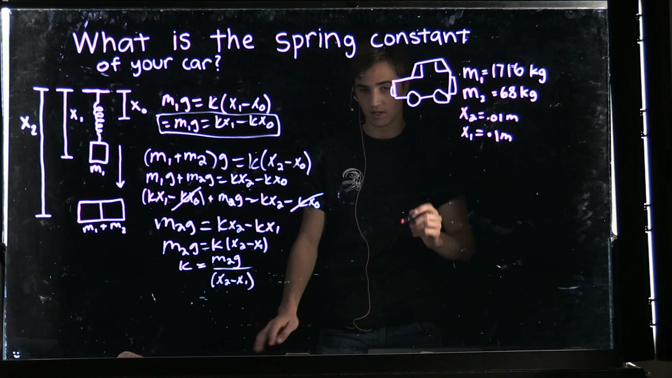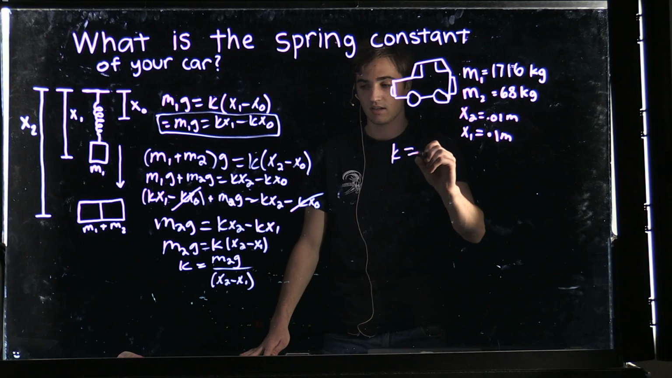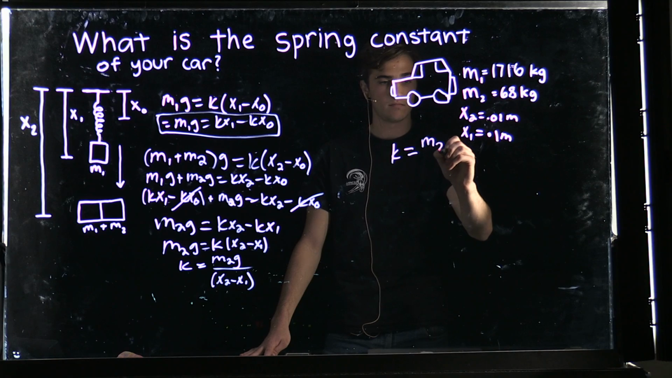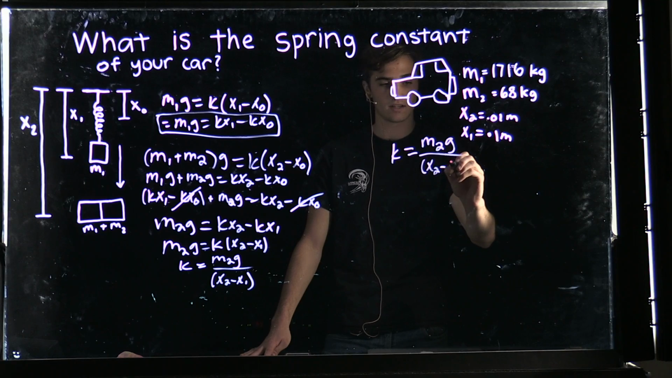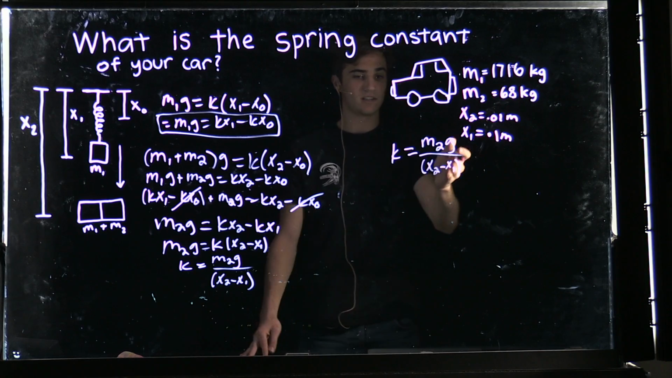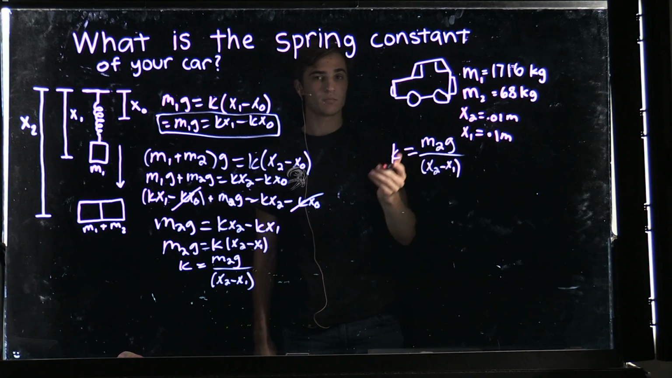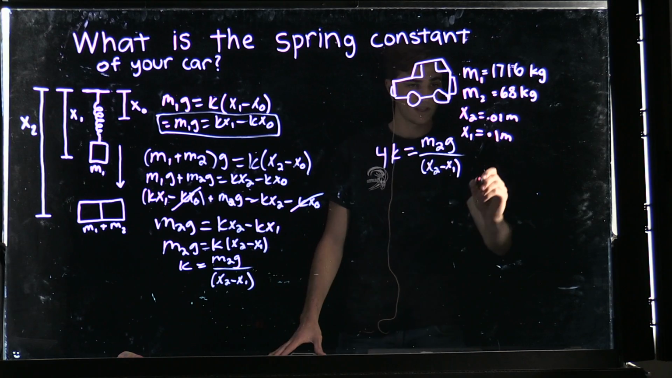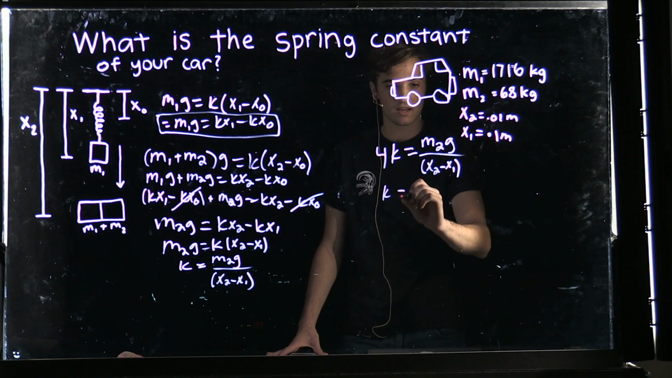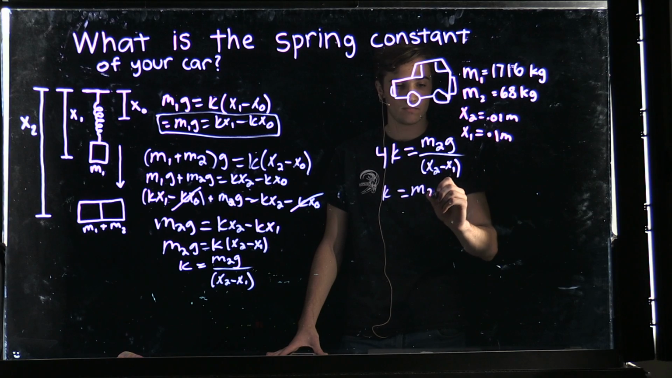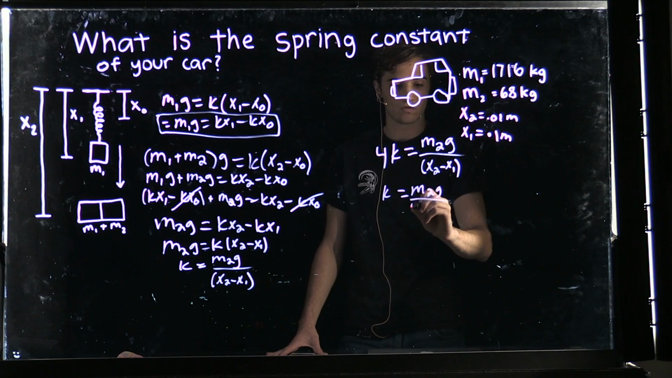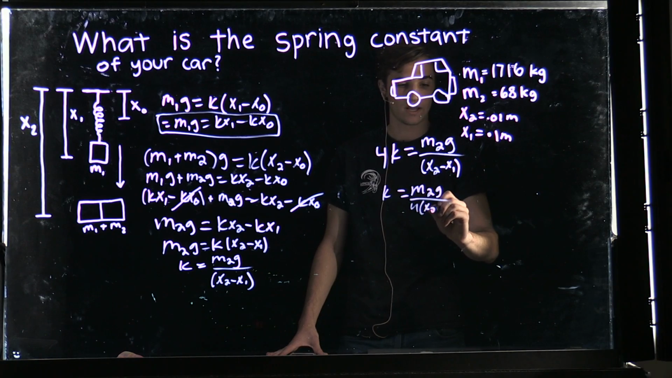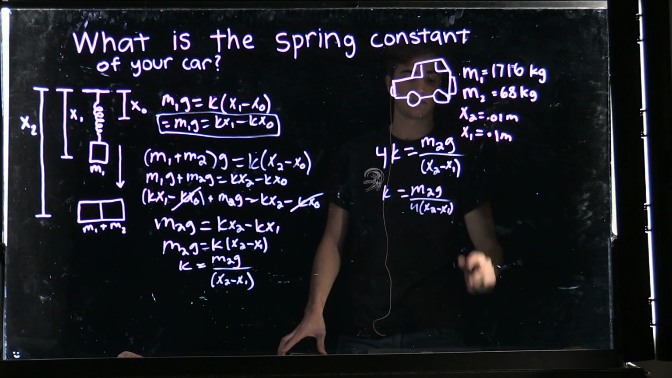So then, if we know k equals m2 g over (x2 minus x1), we can plug these in. However, there are going to be 4 springs on a car, so we're going to add a 4 over here. And then we're going to have k equals m2 g over 4 times (x2 minus x1).